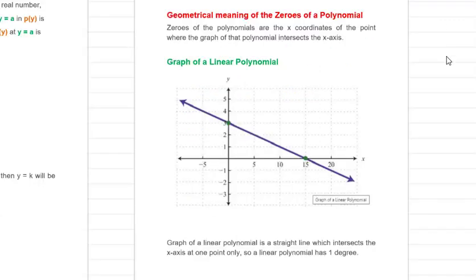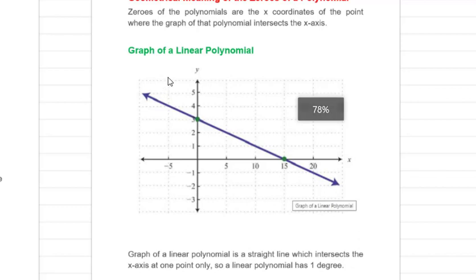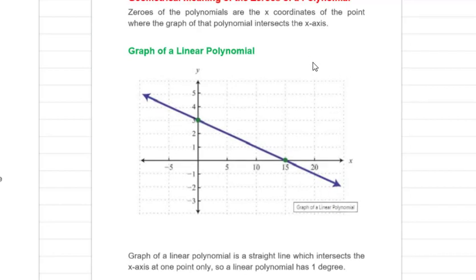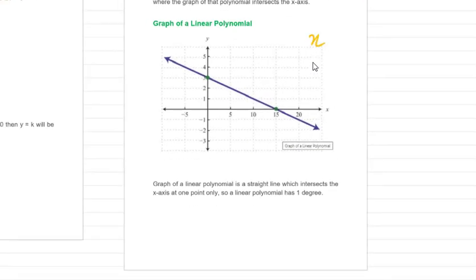Now let's see the graphs of the polynomials. If the polynomial is of degree 1, the graph will be linear. As you can see here, this can be a graph for an equation which is linear. The equation of this will be something like this.